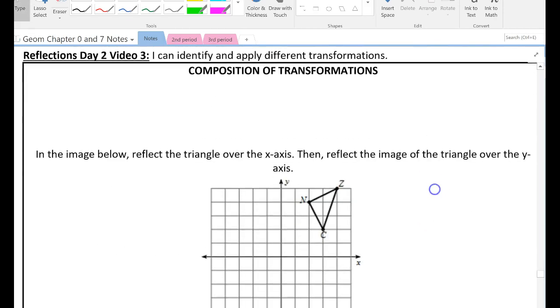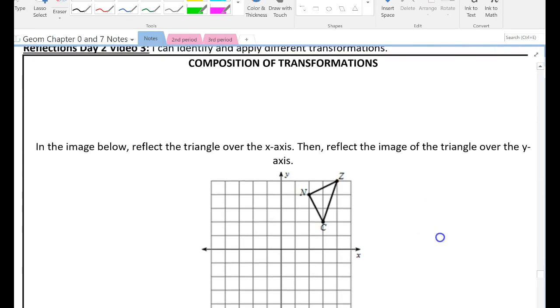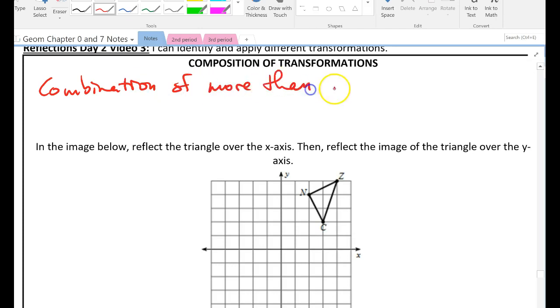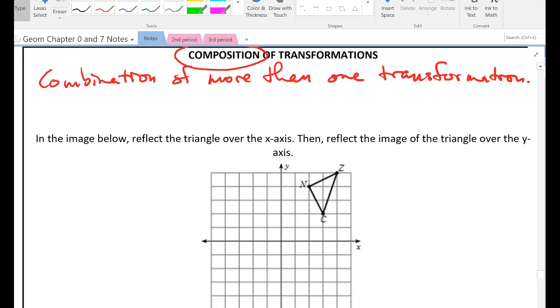Alright, so the last thing here, composition of transformations. So this is a combination of more than one transformation. So when we say composition, don't get confused, don't get scared by that word. All it means is we're going to do more than one transformation. So maybe we'll do a reflection and then we'll do a translation. Okay, or maybe we'll do 2 translations or 2 reflections.